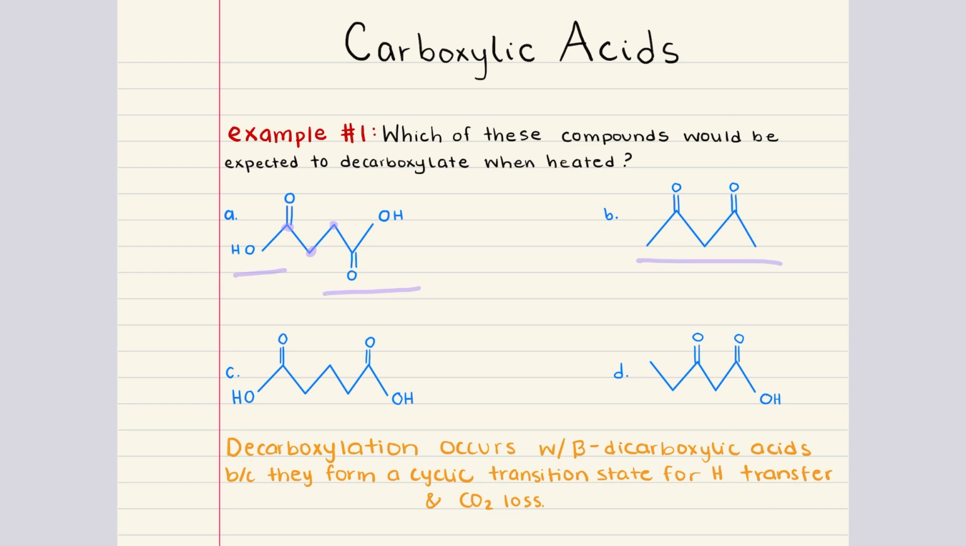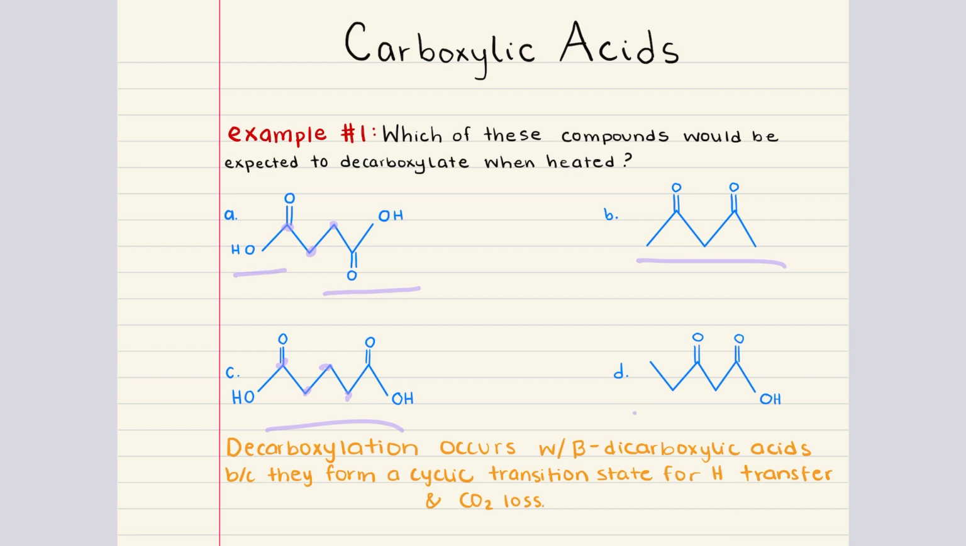In B, we see a diketone. There is no carboxyl group present here, and therefore no opportunity for standard decarboxylation to occur. In C, this molecule features 2 carboxyl groups, but now they're separated by 4 carbon atoms. This makes it a delta dicarboxylic acid. And as with gamma dicarboxylic acids, decarboxylation here is possible, but unfavorable without stronger heating or catalytic conditions.